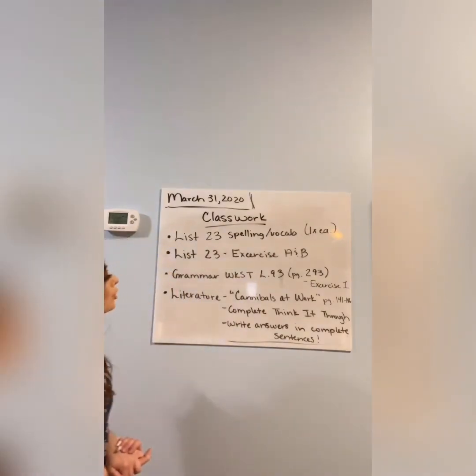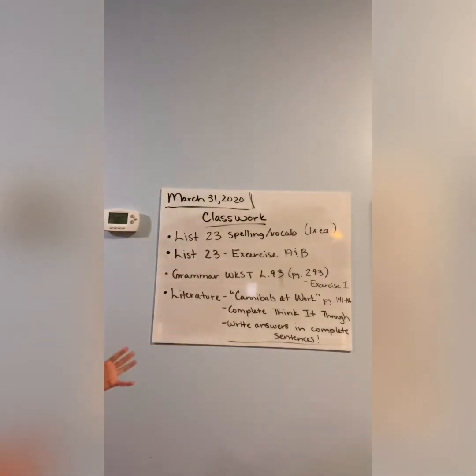I went ahead and wrote your classwork on the board for you. Today's classwork, you need to complete list 23, your spelling words and vocabulary words, writing them one time each. Also do exercise A and B on list 23, just like you always do every week. You're also going to need to complete the grammar worksheet lesson 93, which is on page 293. You need to complete exercise 1 on that page, which is what we were just going over together. And lastly, you need to complete your literature assignment, titled Cannibals at Work, which is on pages 141 through 146.